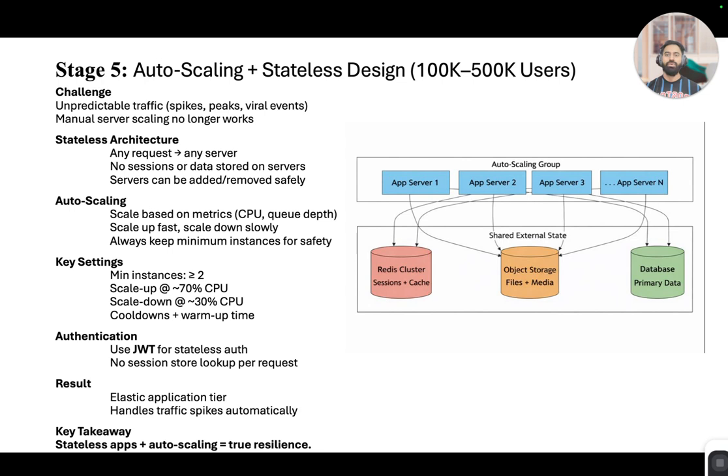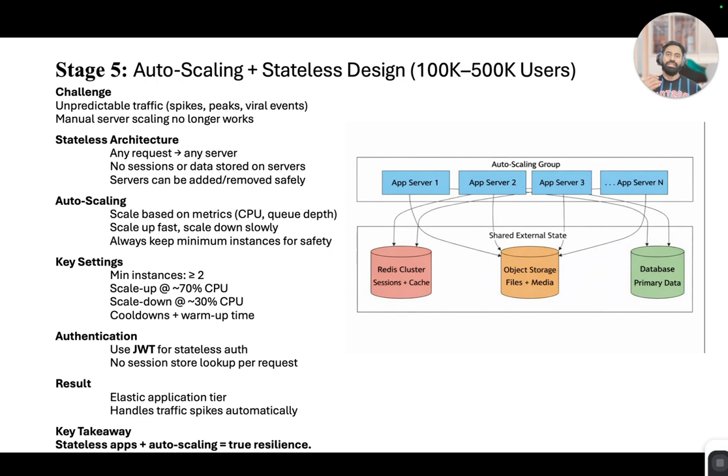Both are required. One does not work without the other. So what is stateless architecture? This is very important, right? For auto scaling to work, servers must be replaceable. That means no user data is stored on a server, no session in memory, no file saved locally. So a server should behave like a disposable worker, basically.